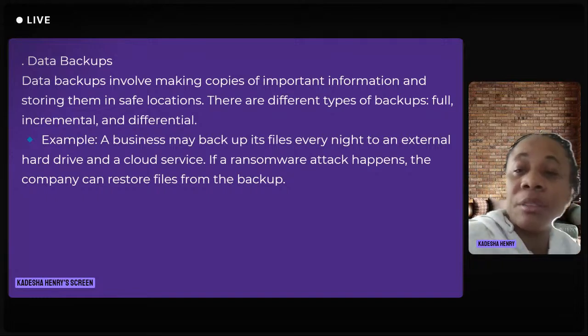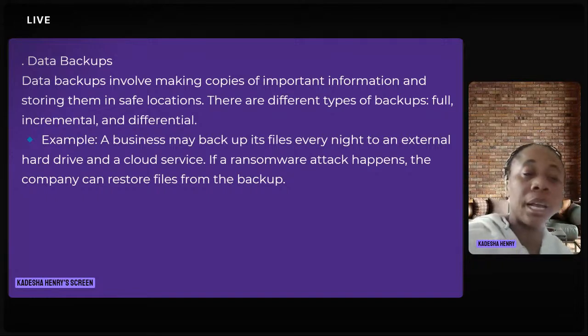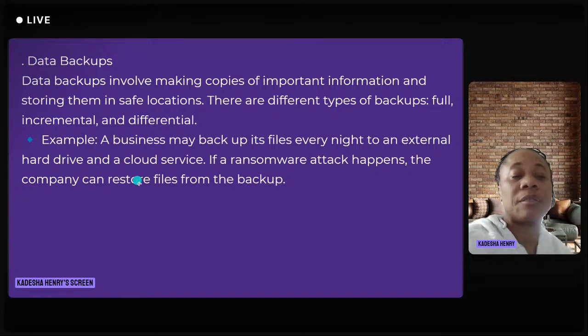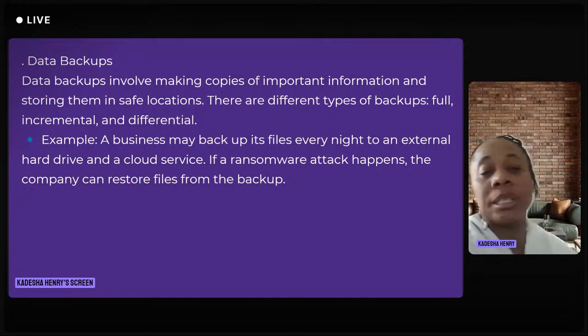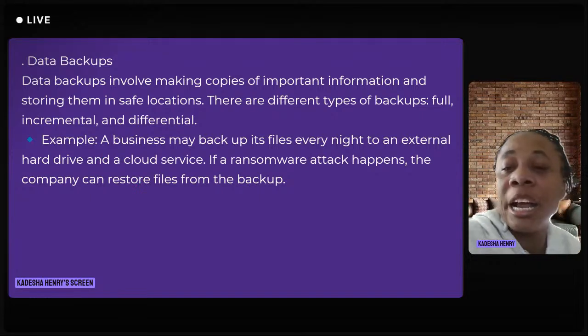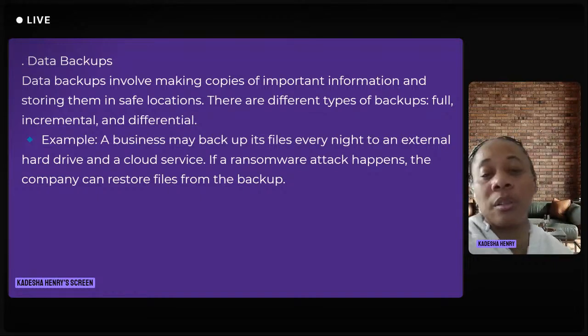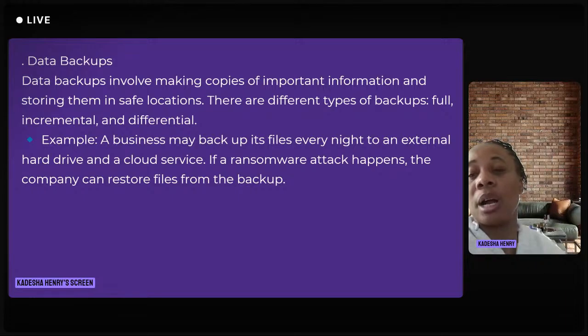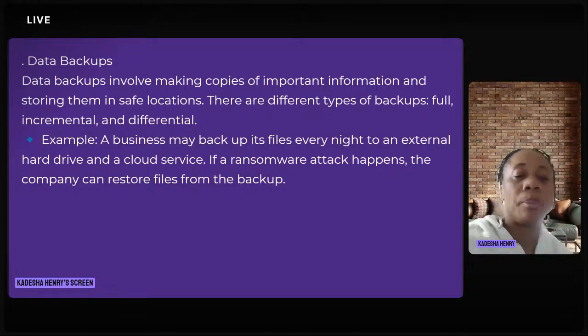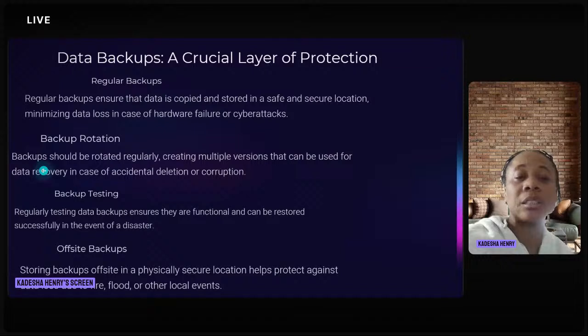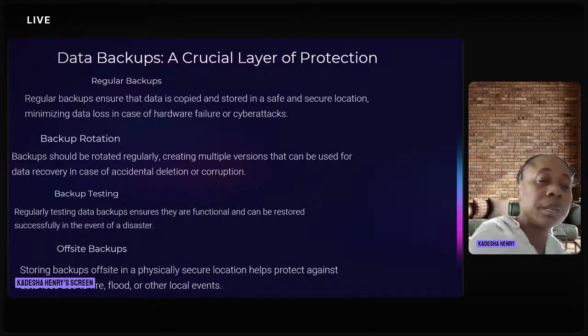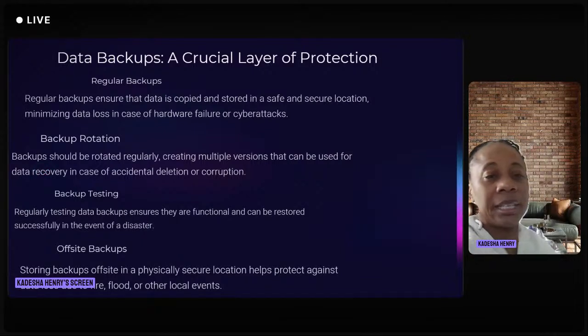And there are different types of backup. We were talking about that earlier, we went through it briefly. For example, a business may back up its files every night to an external hard drive and a cloud service, right? If a ransomware attack happens, the company can restore its files. We did speak about this briefly, maybe in another lesson.